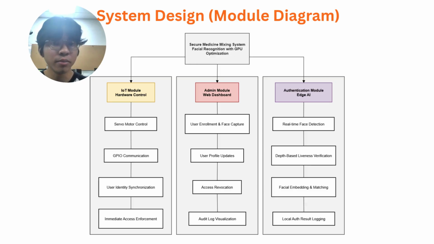So this is the module diagram for my system. The system is organized into three core modules. Firstly is the authentication module, the HAI unit. It handles real-time face detection, depth-based liveness verification, facial embedding, and matching using cosine similarity, and local logging of all authentication results. Secondly, the admin module, which is the web dashboard. It manages user enrollment, face capture, profile updates, access verification, and audit log visualization. And lastly, the IoT module, which handles the hardware control. It handles the motor actuation, GPIO communication, identity synchronization, and immediate access enforcement when authorization is granted or denied.